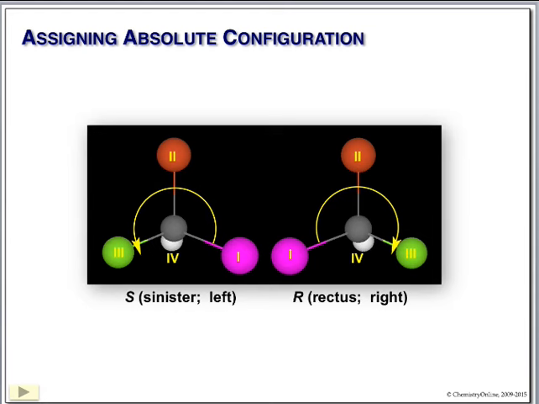Lowest priority back. Here the arc is counterclockwise, that's S. Arc is clockwise, that's R. So this S and R refer to the absolute configuration. That's the term that we use: absolute configuration in space. Okay. What do we mean by priorities?